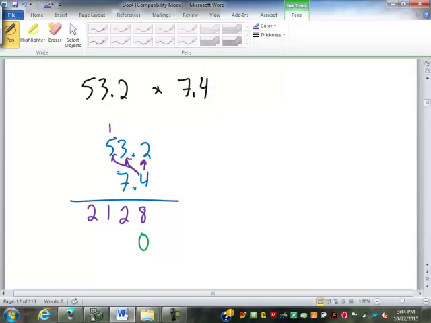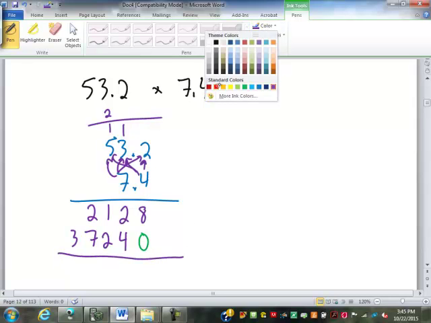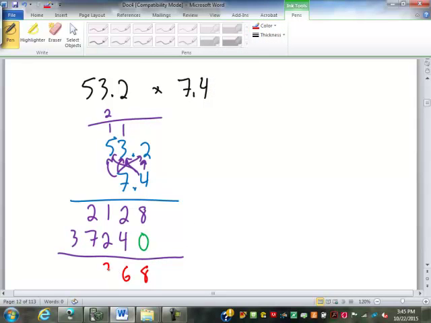Good. 7 times 2 is 14, so 4, carry the 1. 7 times 3 is 21, plus 1 is 22, so 2, carry the 2. 7 times 5 is 35, plus 2 is 37, so 7, carry over the 3. We'll add it all up. So we got 8, 6, 3, 9, and 3. Where's my decimal point go?